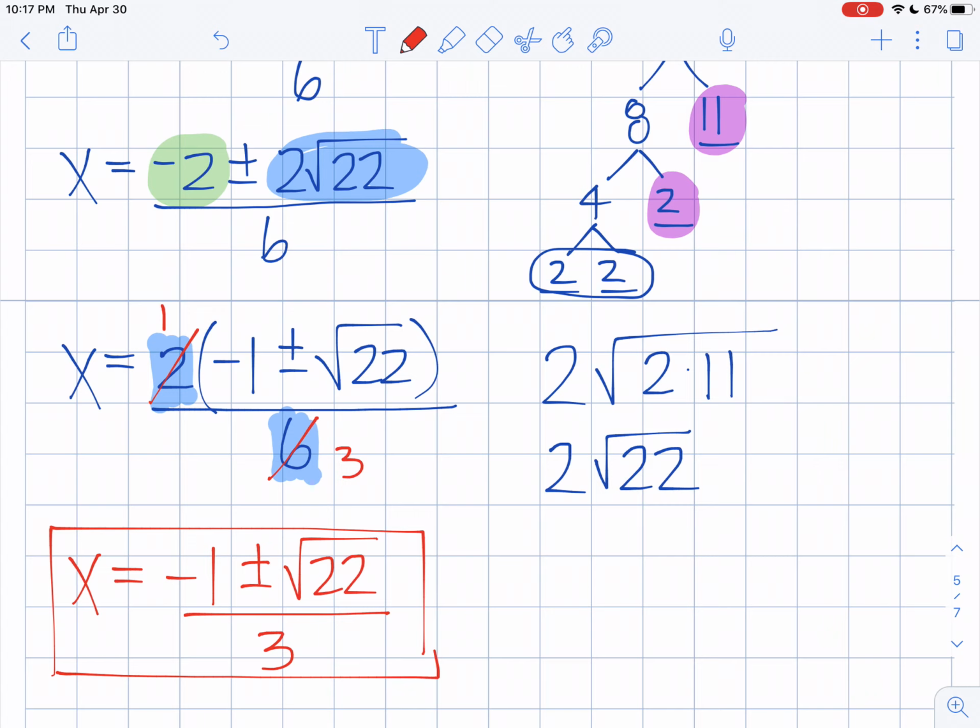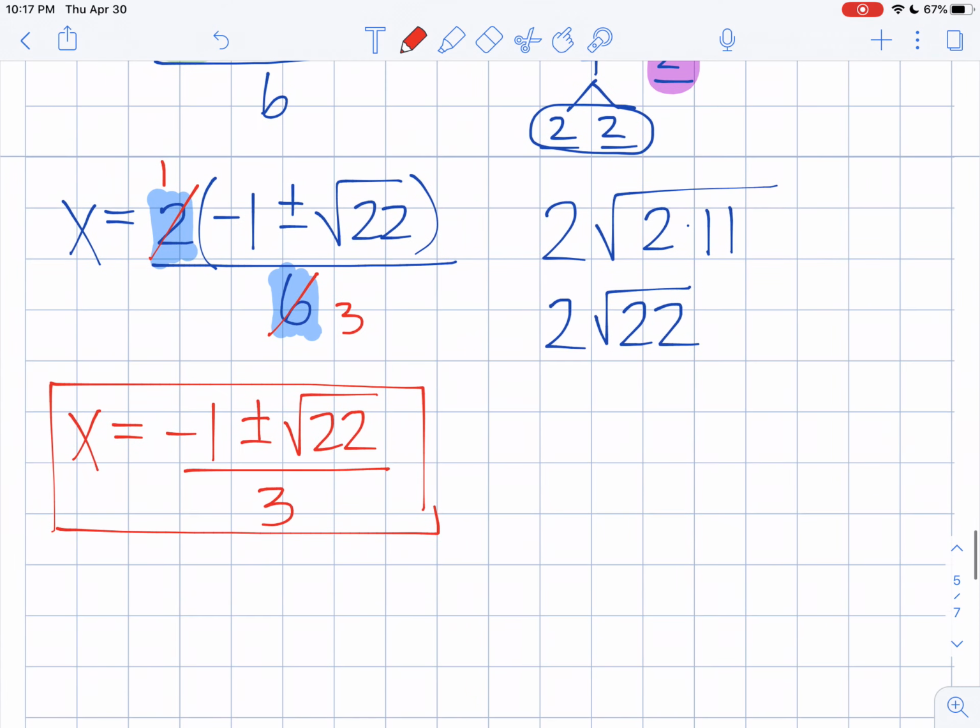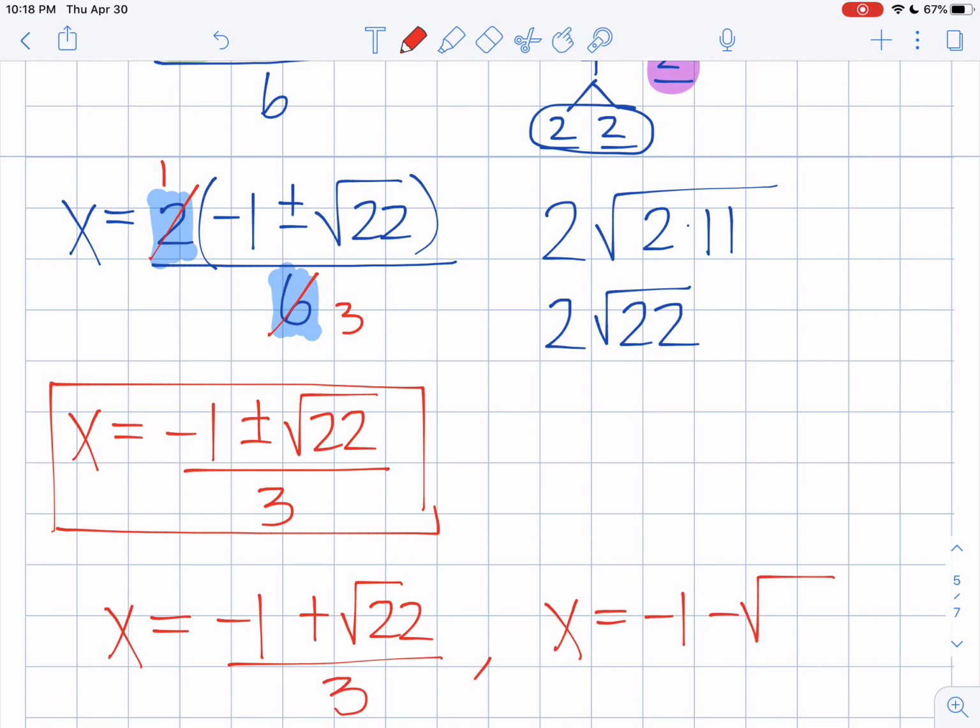Now I said you can leave your answer like this, or so that you can remember that you have 2 answers. Your actual answers are x is equal to -1 plus the square root of 22 divided by 3, and x is equal to -1 minus the square root of 22, all divided by 3.